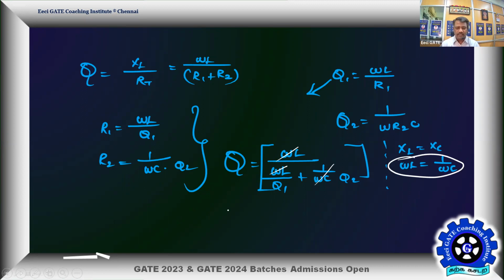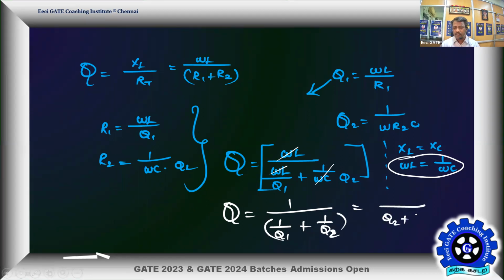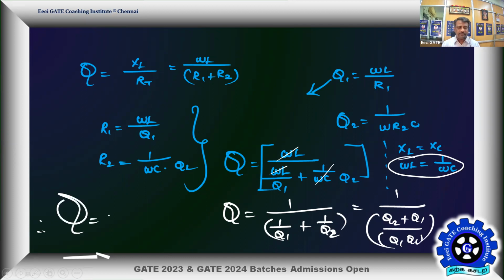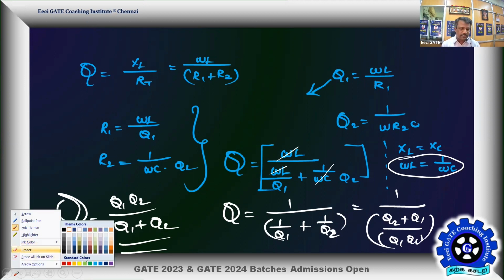Under the resonance condition, the quality factor turns out to be 1 by Q1 plus 1 by Q2. That will reduce into, taking the LCM in the denominator, Q2 plus Q1 over Q1 Q2, and the numerator is 1. So this is your denominator. Therefore, the quality factor of the entire circuit becomes Q1 Q2 by Q1 plus Q2. That's a simple proof needed. So now we can play with the data and get the answer. This step is very important.